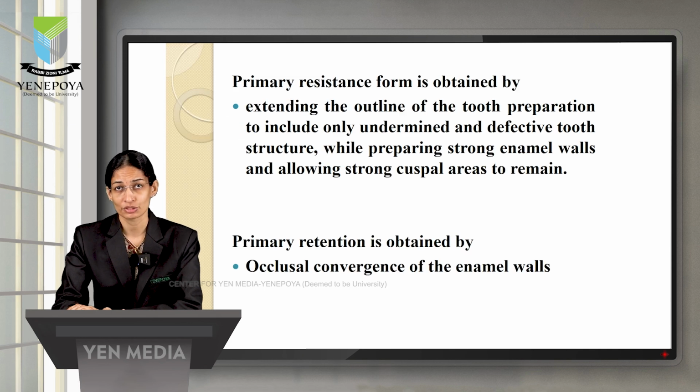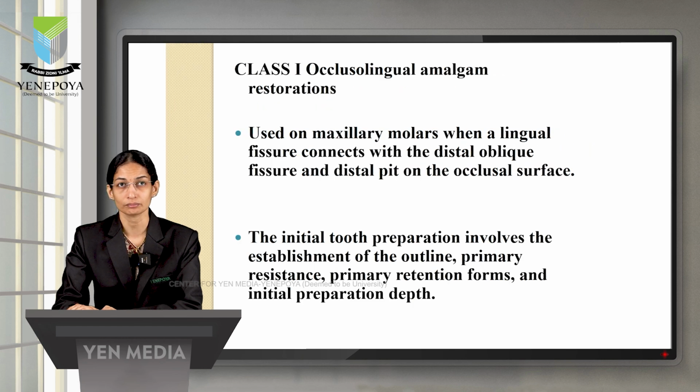Now, primary resistance form is obtained by extending the outline form of the tooth preparation to include only undermined and defective tooth structure while preparing strong enamel walls and allowing strong cuspal areas to remain. Primary retention is obtained by occlusal convergence of the enamel walls.